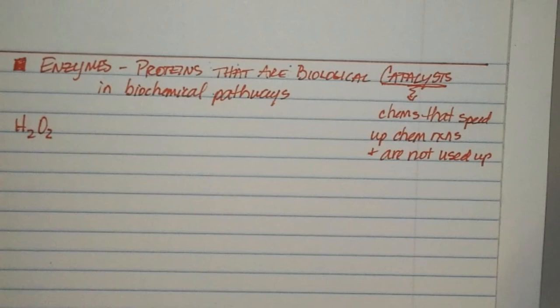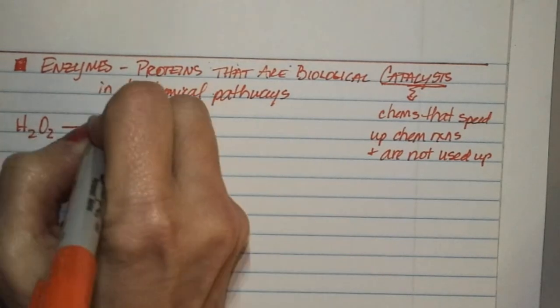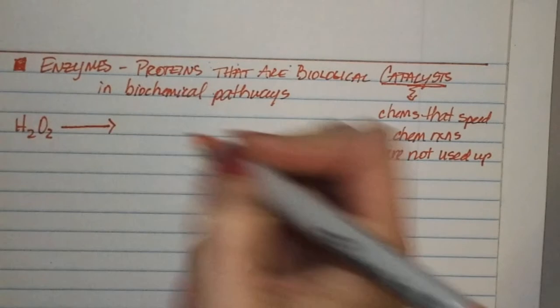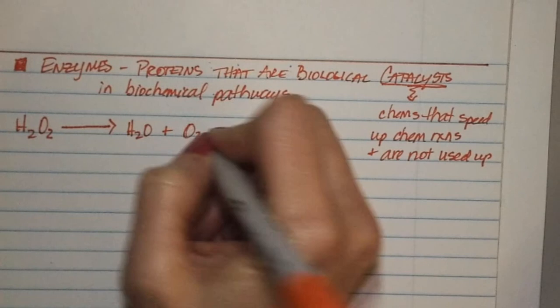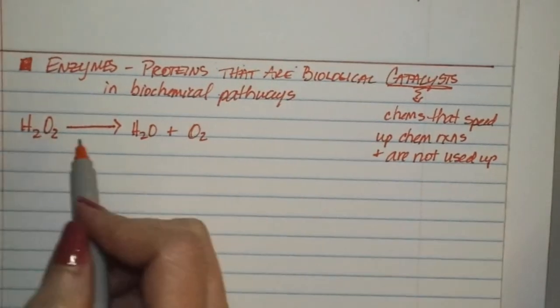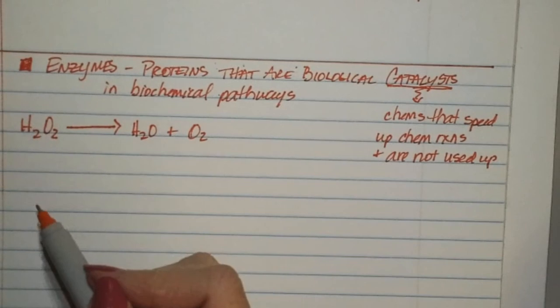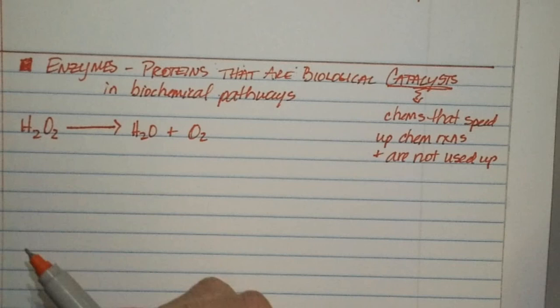Normally, it just breaks down. I'm going to make a long arrow. You guys make a long arrow too. It breaks down into water and oxygen. I'm not going to worry about balancing the equation. I'm just going to leave it as is right here. If you shine light on it, it'll make it go faster. If you watch it, you can see little tiny bubbles in it, the oxygen bubbles coming up, but it's not that fast.